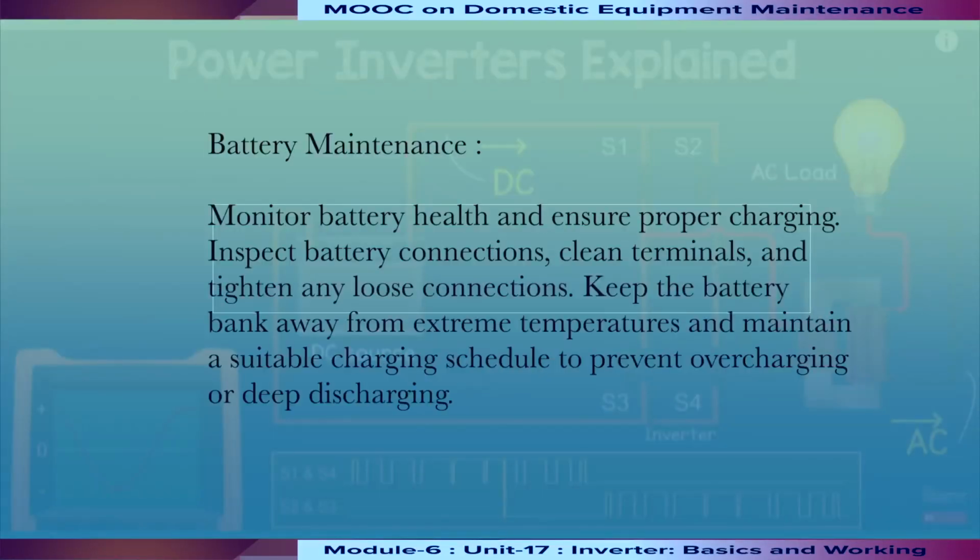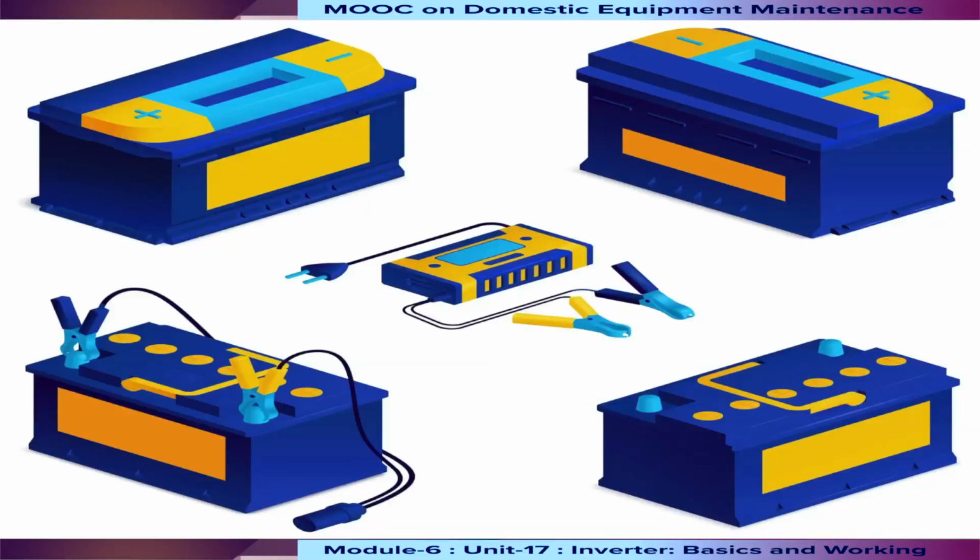Battery maintenance. Monitor battery health and ensure proper charging. Inspect battery connections, clean terminals, and tighten any loose connections. Keep the battery bank away from extreme temperatures and maintain a suitable charging schedule to prevent overcharging or deep discharging. Maintaining a proper battery fluid level in the inverter is crucial to prolong its lifespan.